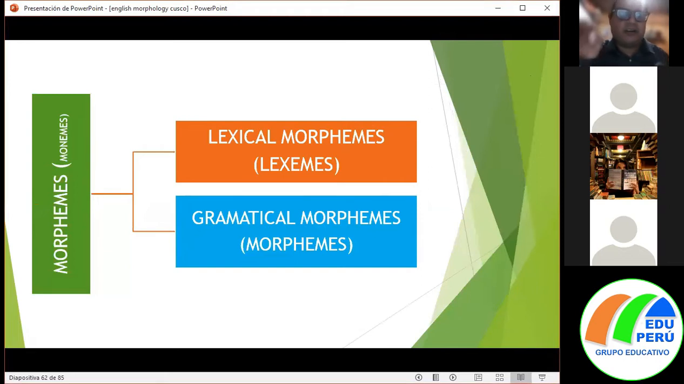Then we talked about the different types of morphemes. And notice here the different types of morphemes. We have two major types: lexical morphemes, which are called lexemes, and grammatical morphemes, which are called morphemes as they are. All right? Lexical morphemes are called lexemes. Grammatical morphemes are also called morphemes, just morphemes.